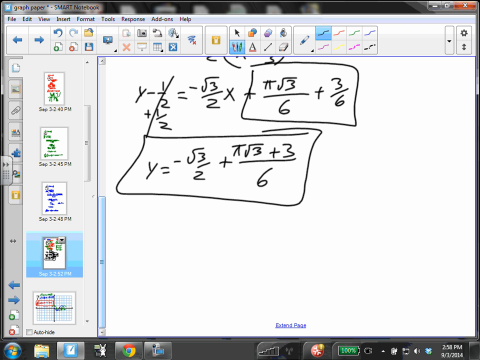Don't forget your x behind your slope there, okay? But the back part just kind of ends up being that weird looking fraction because there's not a lot of simplification you can do there without having to round, okay?